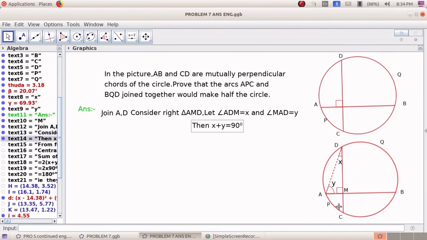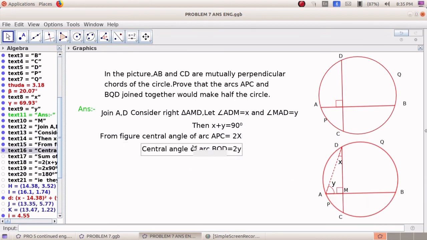Now the central angle of arc APC will be 2 times this, because this is the angle made by that arc APC at its alternate arc. If that angle is X, the central angle of arc APC will be 2 times X. Like that, the central angle of arc BQD will be 2y. We need to find the sum of the central angles of these two arcs. When they are added, it will be 2x plus 2y, which is 2 times x plus y. X plus y is 90, therefore 2 times x plus y will be 2 times 90, that is 180 degrees.